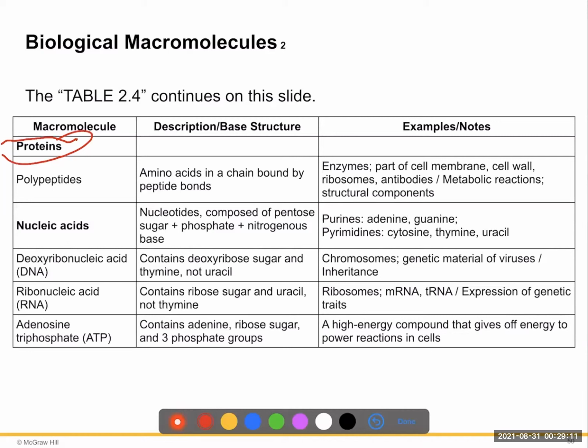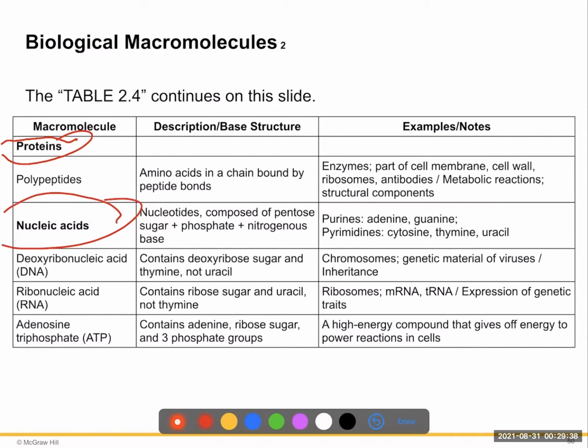Okay, they form the long chain, and that long chain folds, like we talked about, hydrophobic, hydrophilic areas, hydrogen bonding fold that protein chain, and then it becomes active, folds in different shapes, gives you a three-dimensional structure, then it bonds together. Okay, those are polypeptides, multiple amino acids bound together. Okay, nucleic acids. Nucleic acids are your DNA, your RNA, and your ATP.